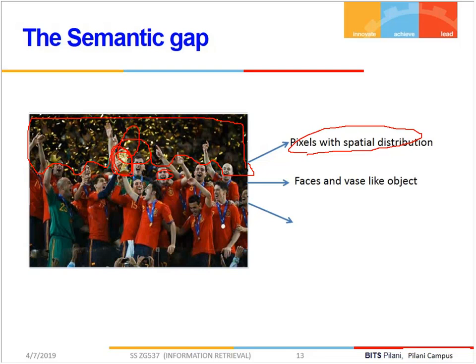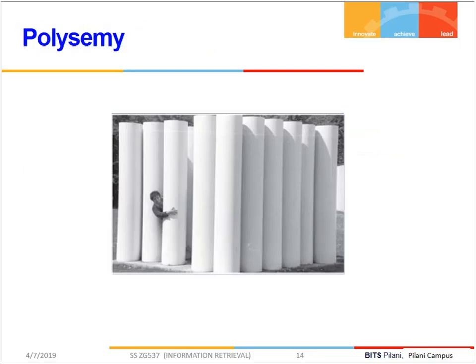Okay. The other problem is polysemy. If you have an image here, then this image contains two things: the person here and then some background poles. Now suppose you give this image as a query, then the search engine will not be able to understand whether you are interested in the person's similar images or in the poles' similar images. Your query is the person, or your query is this background pole.